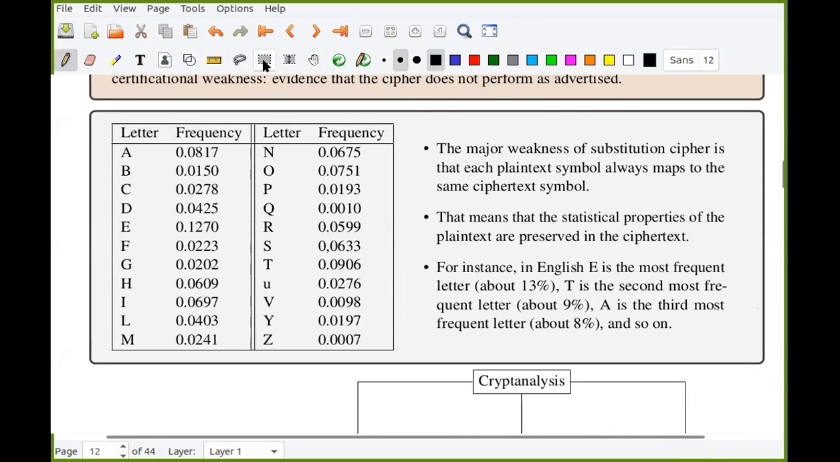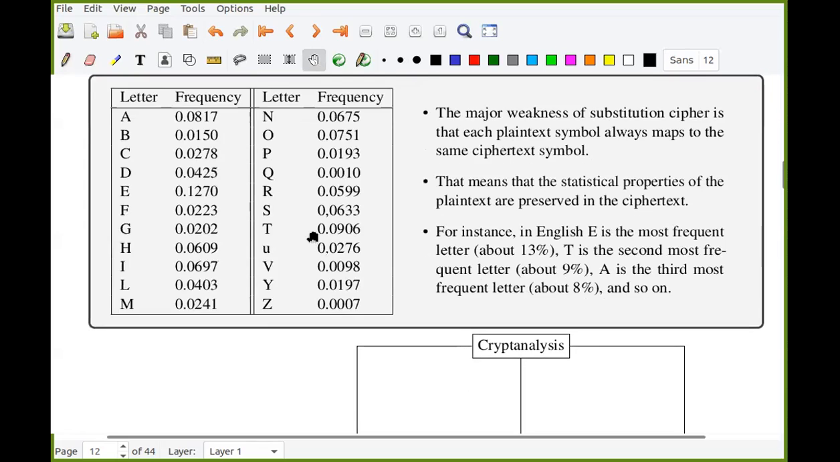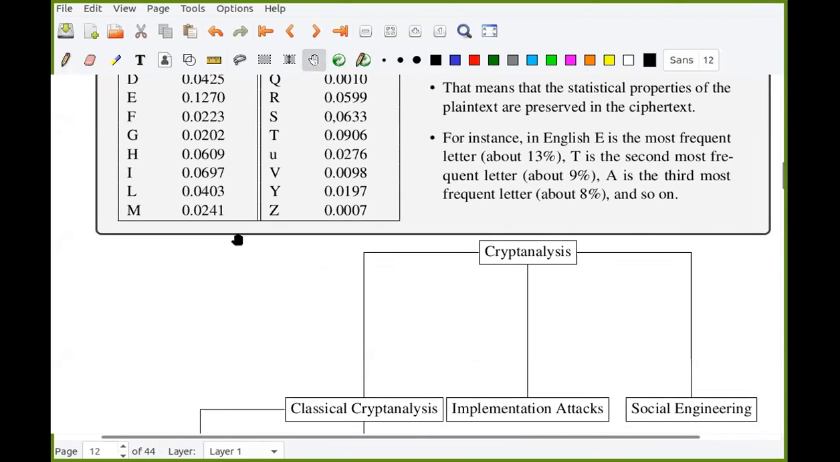How many of you remember that in the previous class we discussed the Vigenere cipher? Do you remember how it will be done? Can you recall and tell me how we did it?